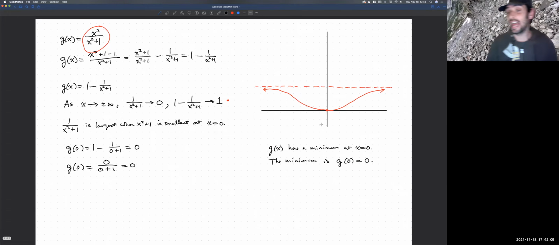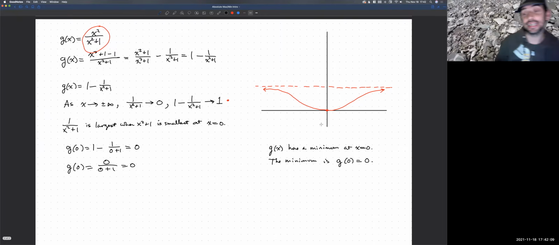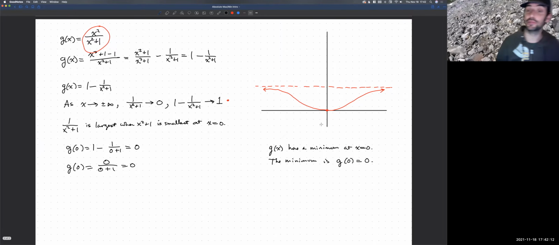This function does not have a maximum. 1 is not the maximum. There's no input I can get to get 1, so that can't be my maximum.